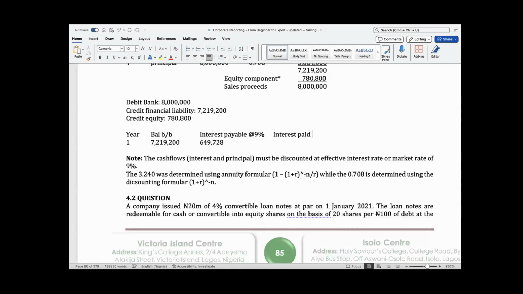Then you have our interest paid at 6%. Don't forget, the interest at 6% will always be applied on the principal. So it's going to be 6% of 8 million, the money we borrowed. That's the interest you will pay. So which is 480.